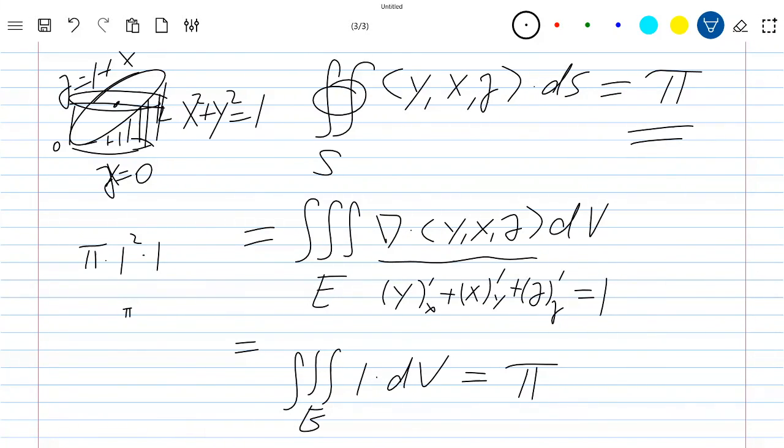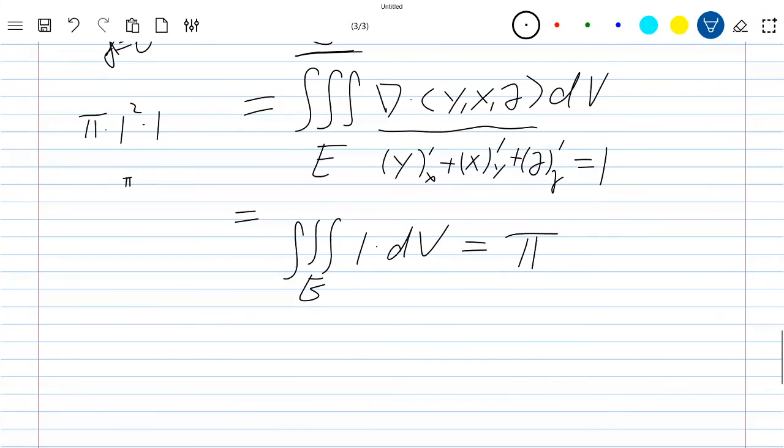Okay, so you can see if you have an integration over a closed surface, the divergence theorem can really help. It can get your answer much easier.